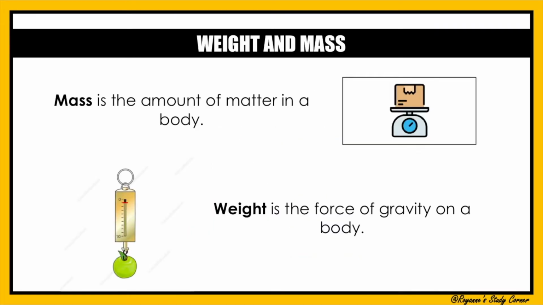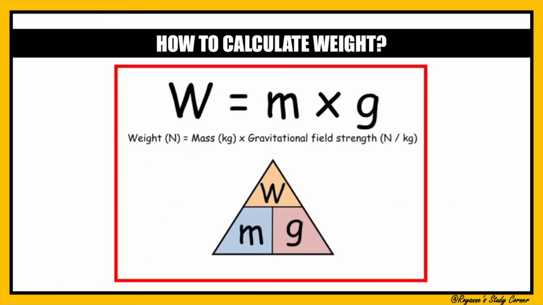This is not to be confused with mass. Remember, mass is the amount of matter in a body, and weight is the force of gravity on a body. So how do we calculate this weight? Weight is calculated as the product of mass times acceleration due to gravity, or sometimes we see that as gravitational field strength, but we use those two terms interchangeably. So I'm just going to write that here: weight is equal to mass by acceleration due to gravity.